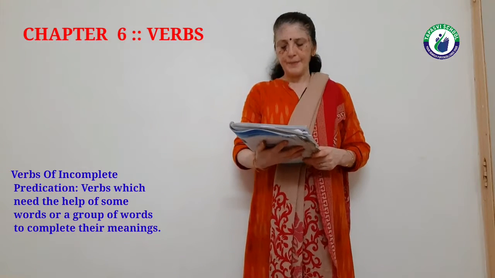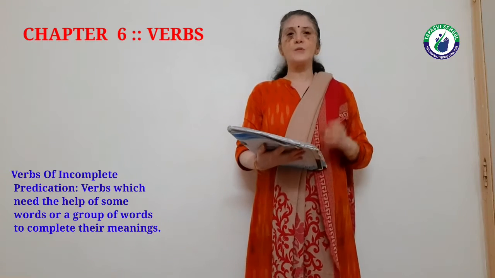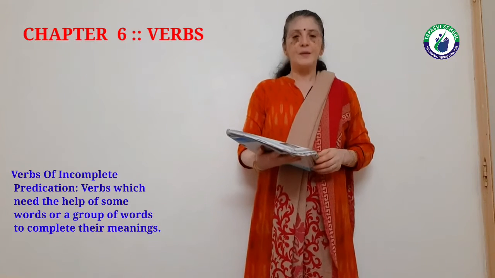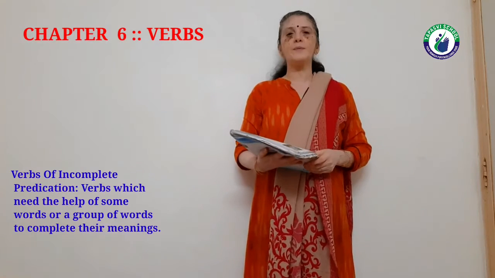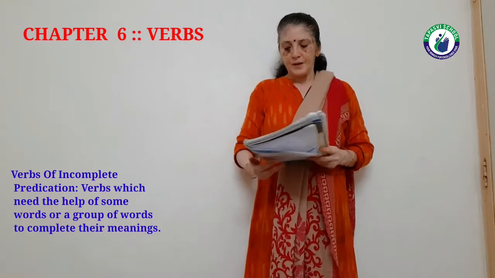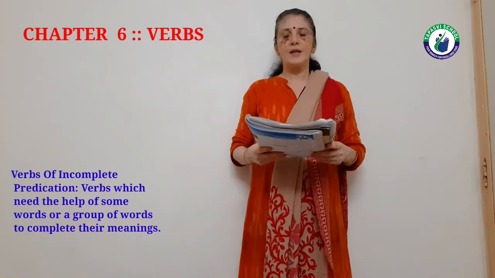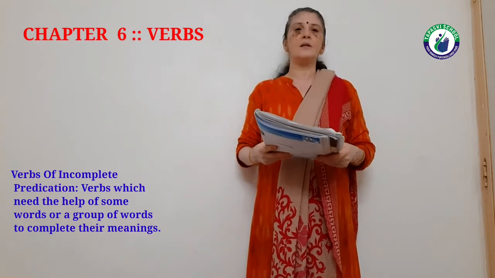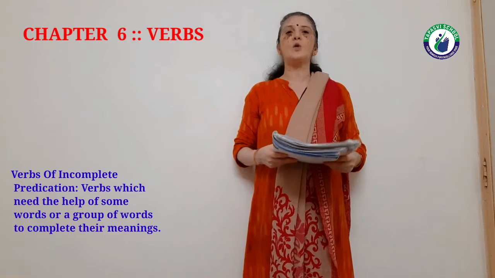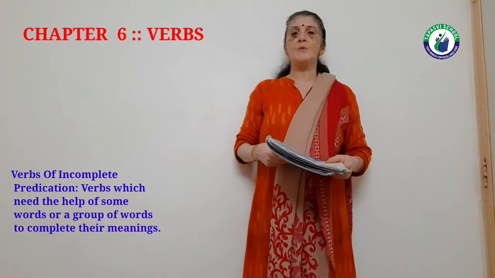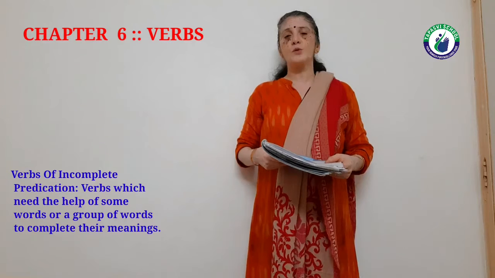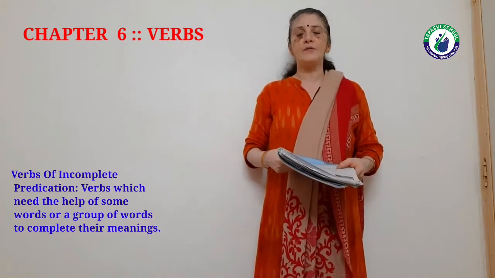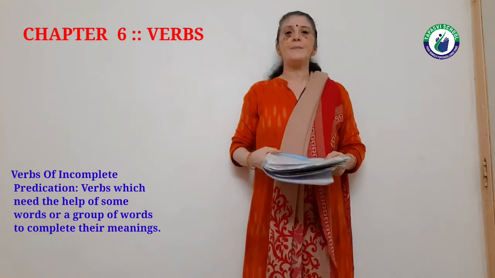Verbs of incomplete predication means the verbs which need some words or group of words to complete their meanings are called verbs of incomplete predication. For example, sometimes a verb does not take an object but requires another word or group of words to complete its meaning. Some verbs do not require any object, but need some other words or group of words to complete their meaning.